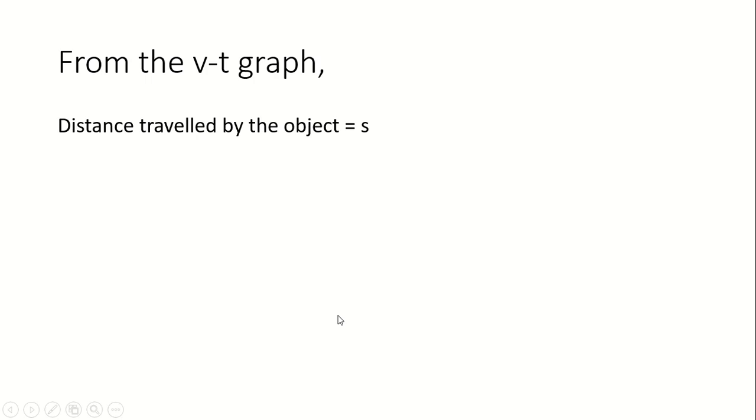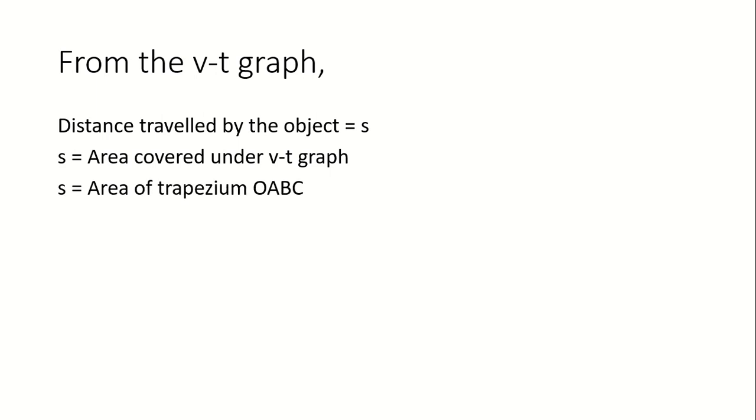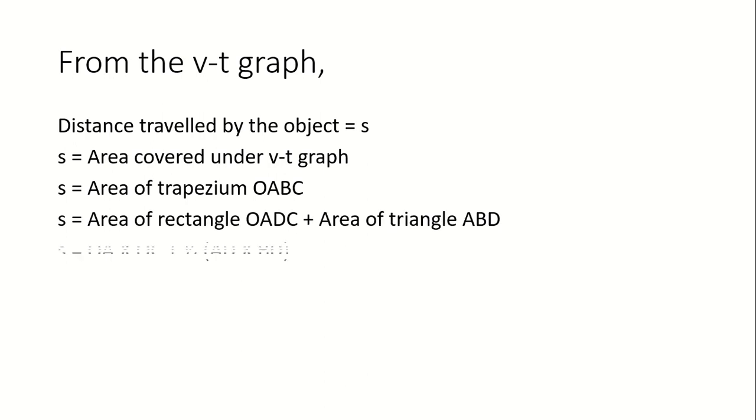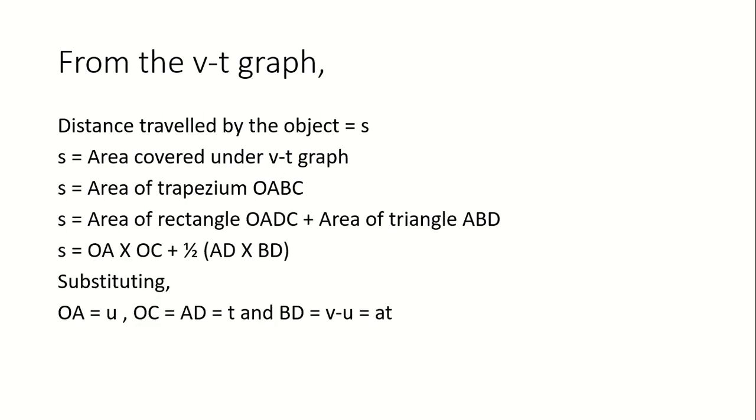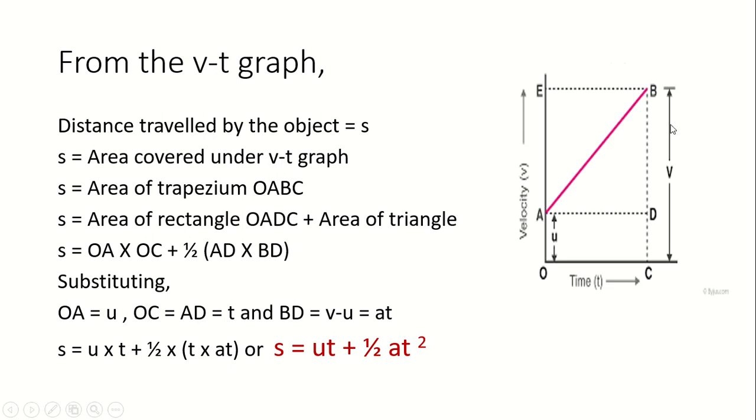From the VT graph, distance travelled by the object is given by small s. This is the symbol of distance travelled. Then, as we have learnt earlier, area covered under VT graph equals the distance covered. You must have noticed in the graph that the shape which was shaded is basically a trapezium. Let me show you the graph once again. Here you can see this shape OABC. Does it look like a trapezium?